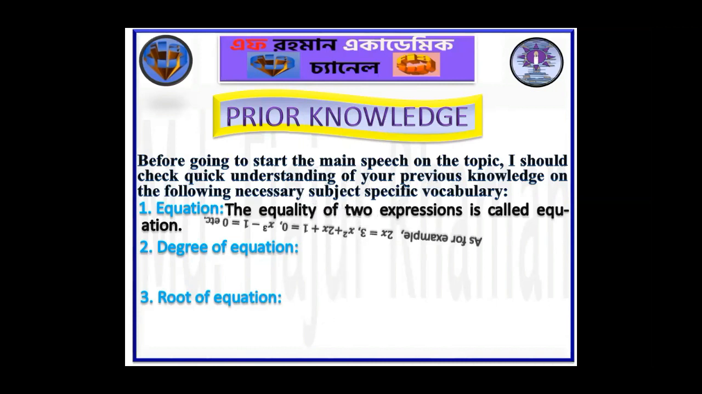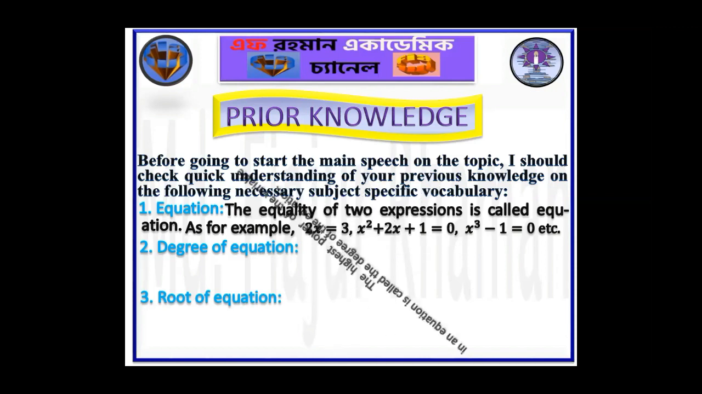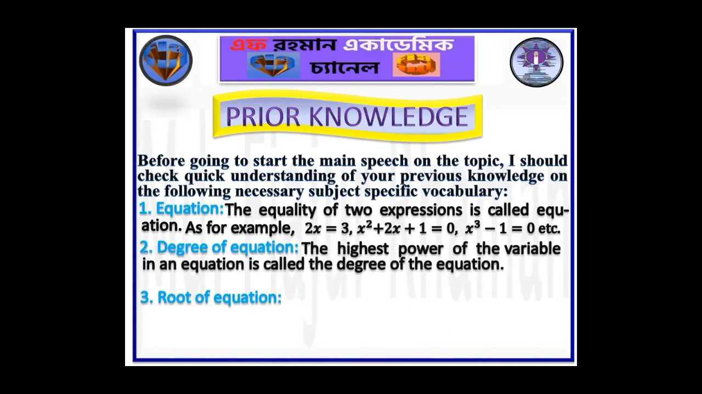As for example, twice x is equal to 3, x square plus twice x plus 1 is equal to 0, x cube minus 1 is equal to 0, etc. Next, degree of equation. The highest power of the variable in an equation is called the degree of the equation. As for example, x to the power 5 minus 1 is equal to 0 is an equation of degree 5, as the highest power of the variable in it is of degree 5.